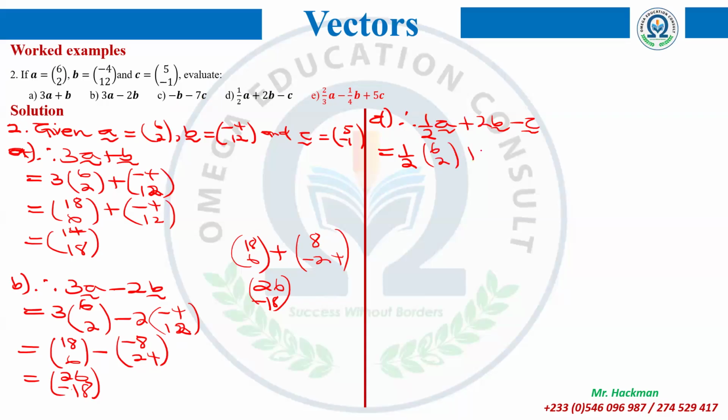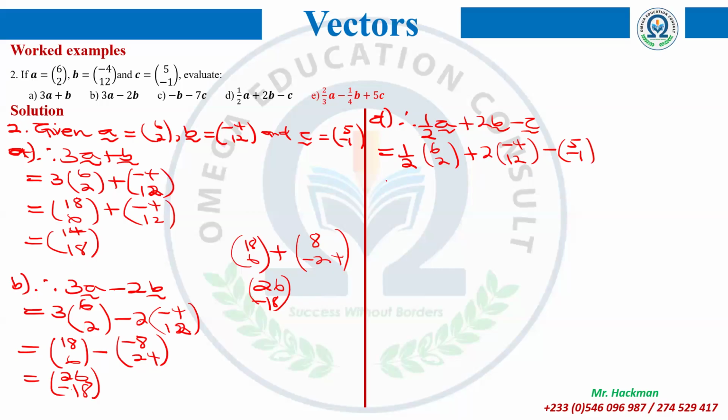Okay, plus 2B. The vector B is what? It's (-4, 12). Remember, when you are substituting, you have to be very careful. Immediately you change one of them, you are doomed. Then minus your C. So the C is what? (5, -1). Immediately any of the components of the vectors that you substituted there is wrong, we are doomed. So be very careful.